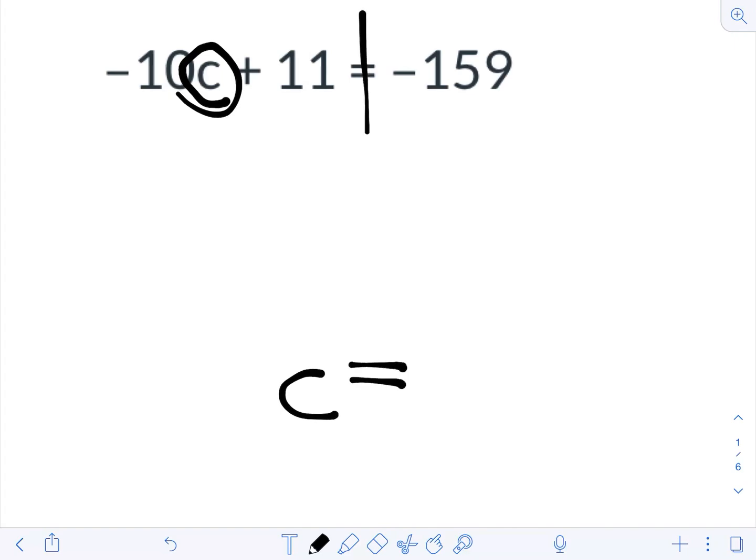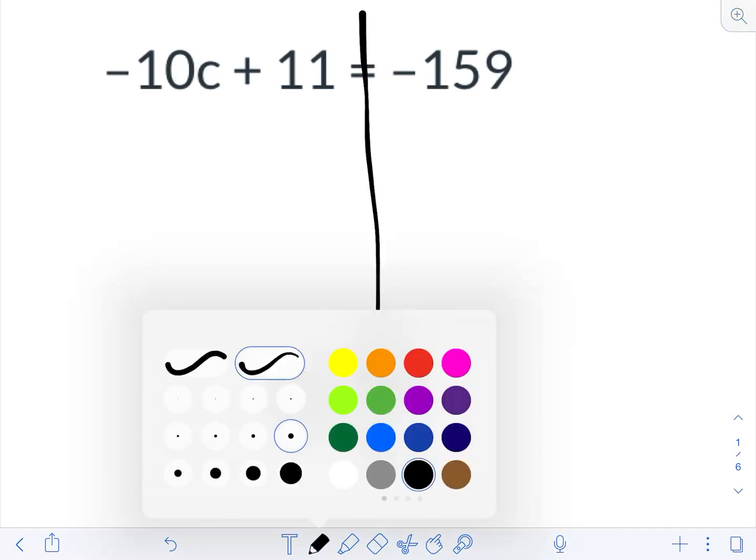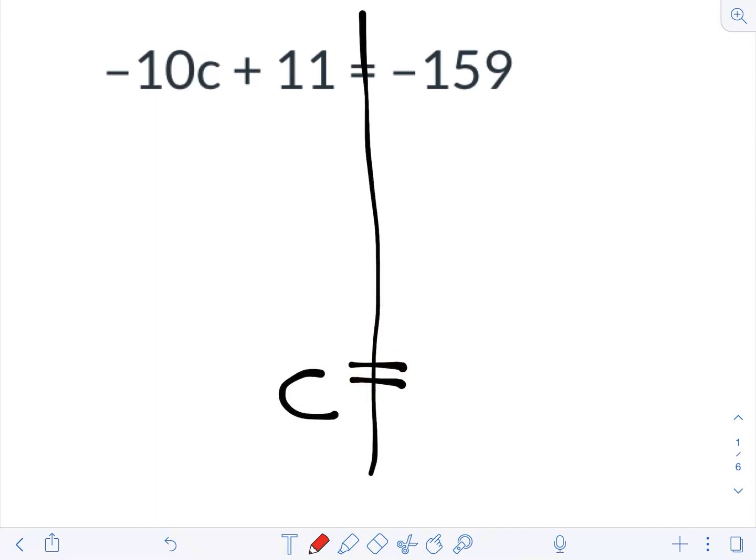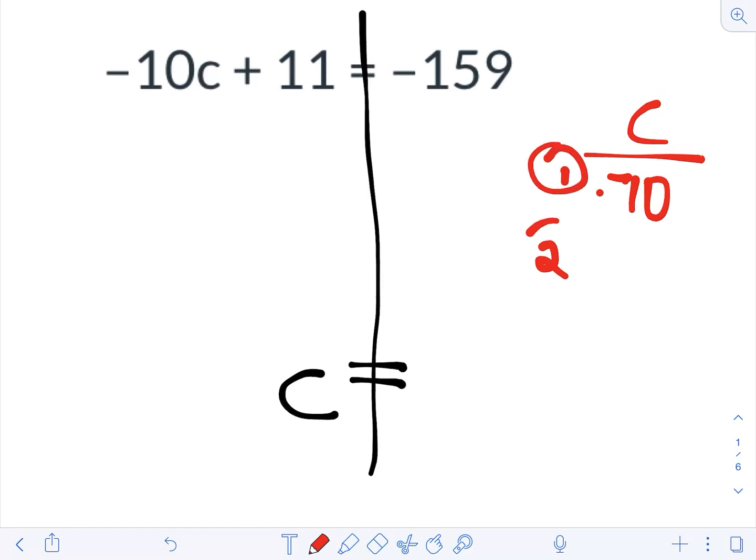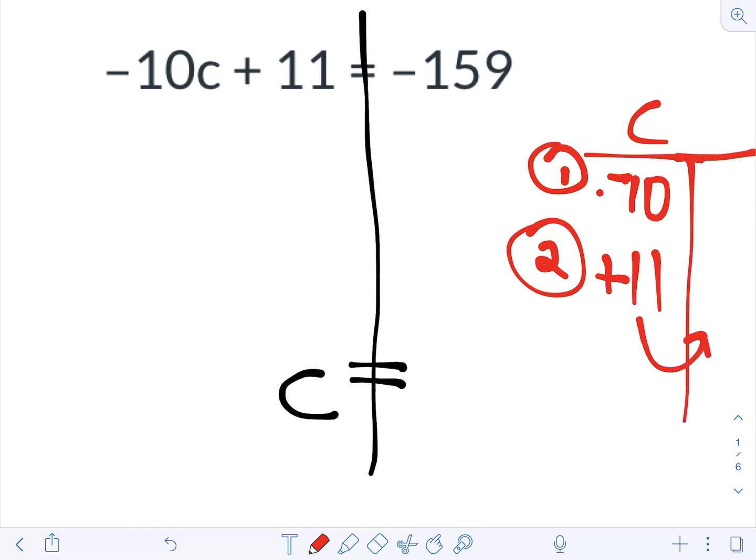And then what we're going to do is write that at the bottom. So that's our goal. Our goal is to get C alone. Now, if you remember, we had a way to do this, which was pretty handy. If you have a C, the first thing that happens to that C is multiplying by -10. Then the second thing that happened to the C is adding 11. So, to figure out what we got to do, we have to do it in reverse. We got to subtract 11, and then we got to divide by -10.